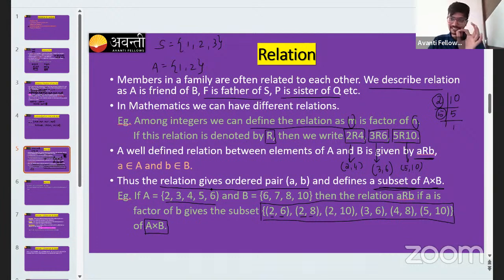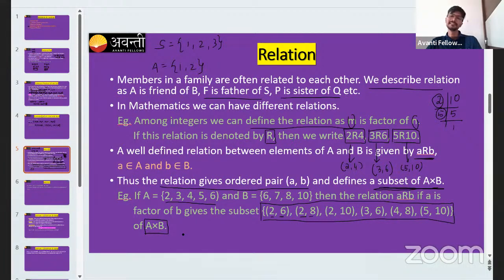The Cartesian product elements of A cross B will be (2, 6), (2, 7), (2, 8), (2, 10). Next, the same for 3: (3, 6), (3, 7), (3, 8), (3, 10). Same for 4: (4, 6), (4, 7), (4, 8), (4, 10). Same for 5, same for 6. So this will help you in determining that this relation is a subset of A cross B.